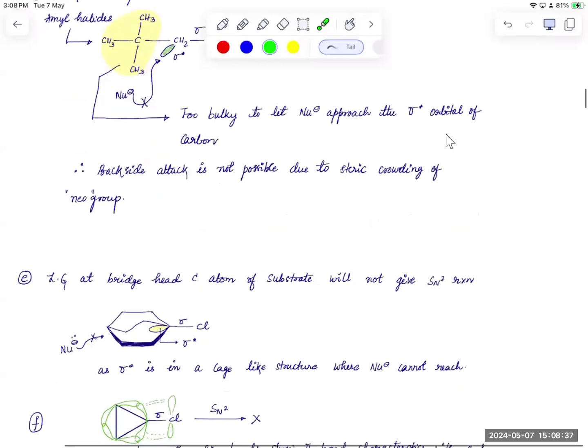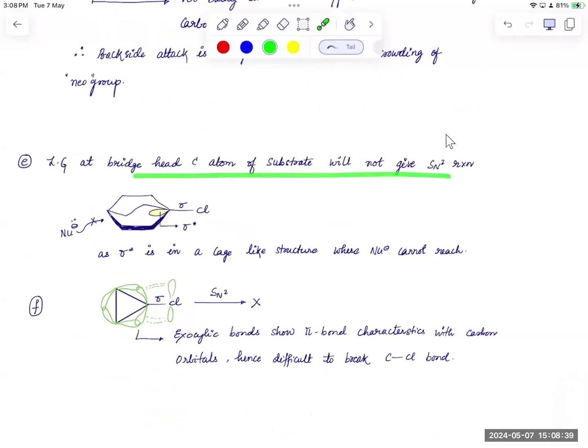So backside attack is not possible due to this steric crowding as well. Next, leaving group at a bridgehead atom: the substrate will not give SN2. Clear? When it comes to bridges, the sigma star will be somewhere inside. Attacking that sigma star becomes very, very challenging for the nucleophile, as the sigma star is in a large cage-like structure, so the nucleophile cannot reach it.